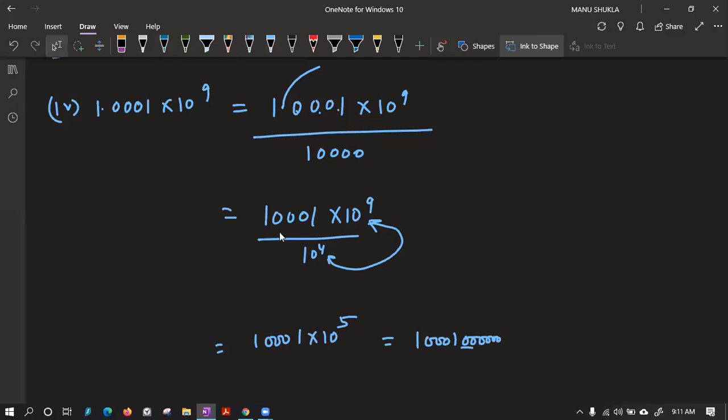I think there is one more. One second. There must be 5 zeros only. So 1, 2, 3, 4, 5. This is the answer. This is known as simplification. This way you can easily simplify.